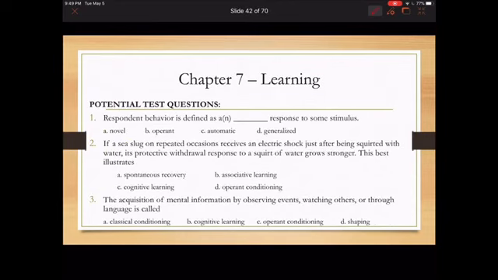Respondent behavior is defined as an automatic response to the stimulus. If a sea slug on repeated occasions receives an electric shock just after being squirted with water, its protective withdrawal response to that squirt of water grows stronger. This best illustrates associative learning. The sea slug has learned to associate being squirted with water with receiving an electric shock. The acquisition of mental information by observing events, watching others, or through language is called cognitive learning, or observational learning.